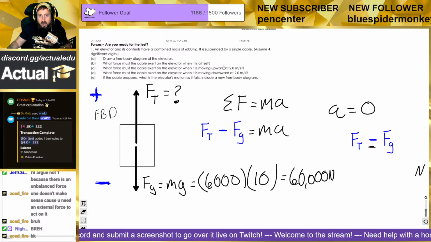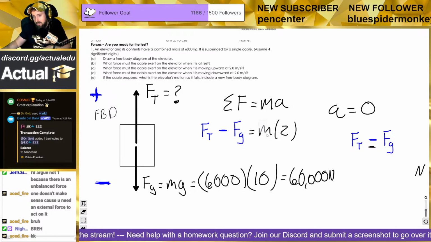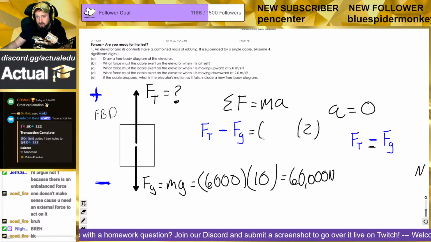Part 1, or part 2, I guess. What force if it is moving upwards at 2 meters per second? Okay, if it's moving upwards, so that means going this direction, a here is going to be a positive 2. That's what changes. m is still the same mass, right? That's 6,000, sorry, not 60,000.